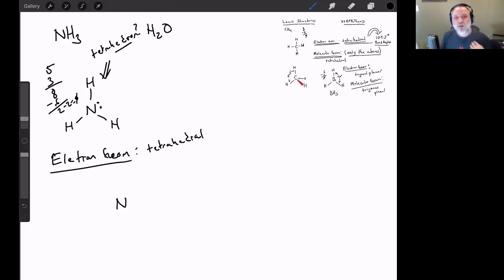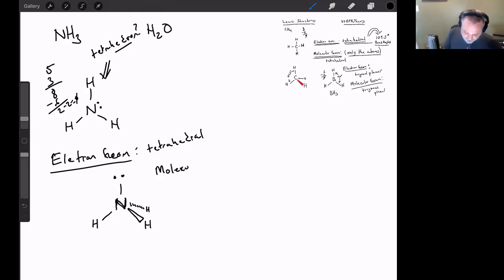So if I were to draw it in 3 dimensions to show the electron geometry, I would use one of the parts of the tetrahedron to take into account the lone pair. I still have a bond coming towards me and a bond coming away from me. And let me clean it up just a little bit. There I'm back to that tetrahedral shape. So that's the electron geometry. Again, it's the geometry of everything, including lone pairs of electrons.